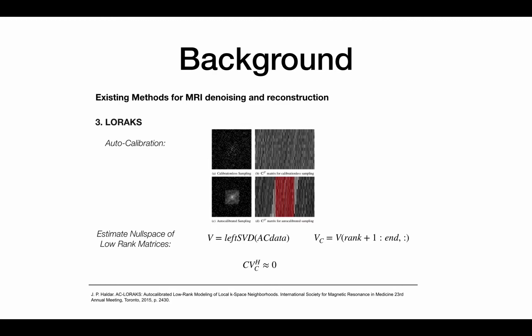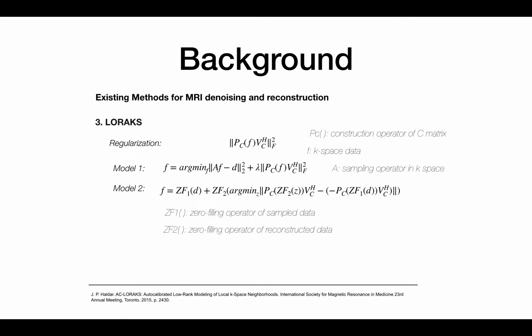And now I want to say something about the auto-calibration case. With auto-calibrated sampling, we can always find some fully sampled columns in the C matrices, and then we can estimate the null space of the C matrix through SVD. And we can say that C times V approximately equals 0. So we can use it as a regularization term here.